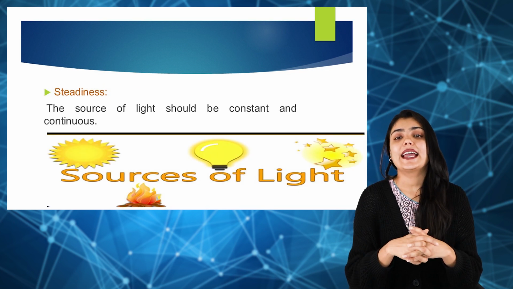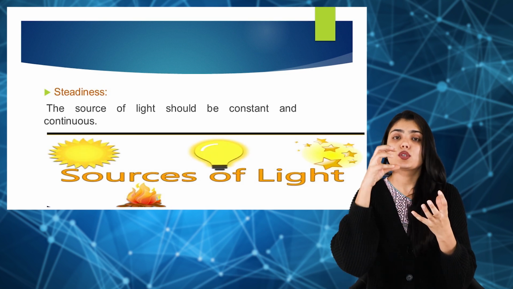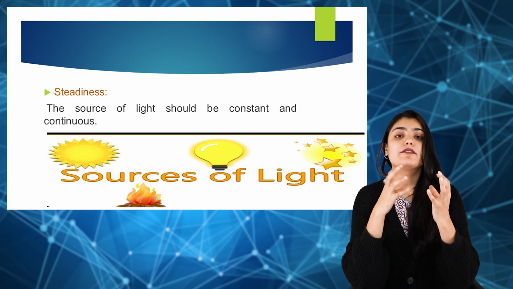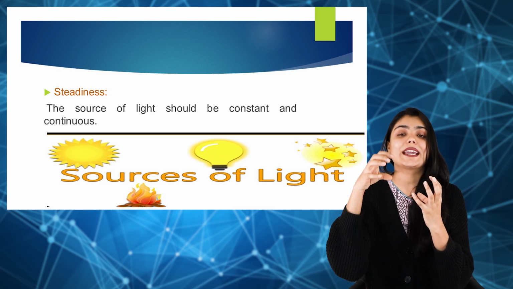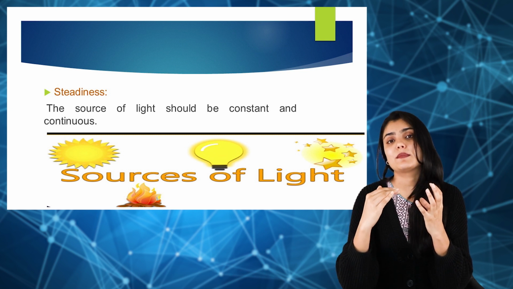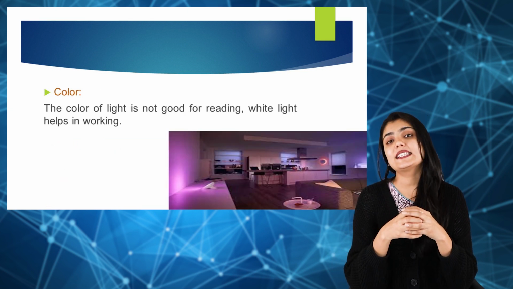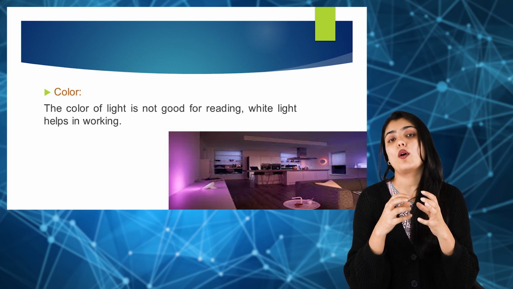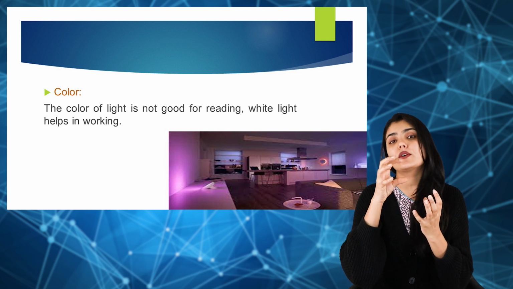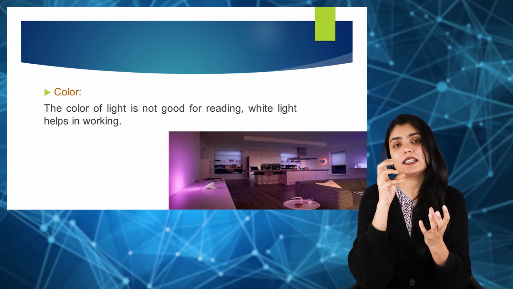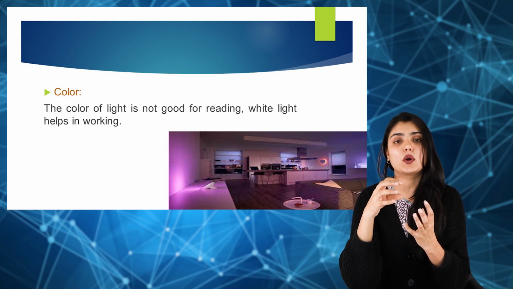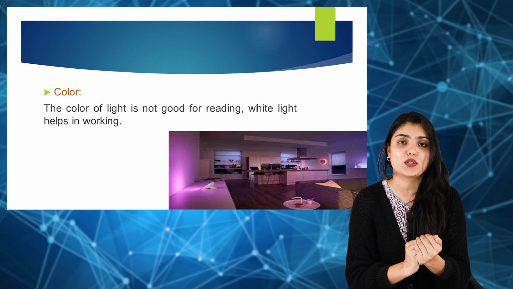Therefore, there should be absence of glare, and the light that is distributed in the field must be distributed uniformly. The next thing under light is steadiness. The source of light must be steady. The source from which we are getting the light must be continuous and consistent. The next thing under lighting is the color of the light. Colors of the light must be chosen carefully. We usually take white or bright lights because they help in proper visualization of things.